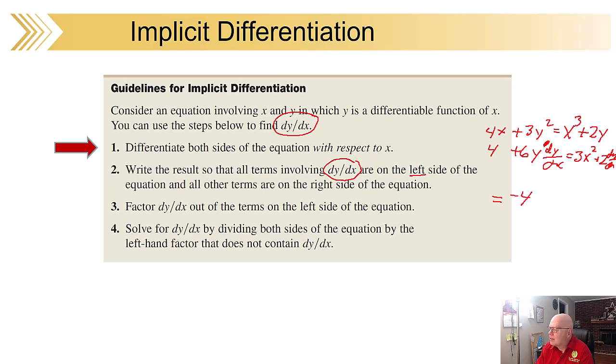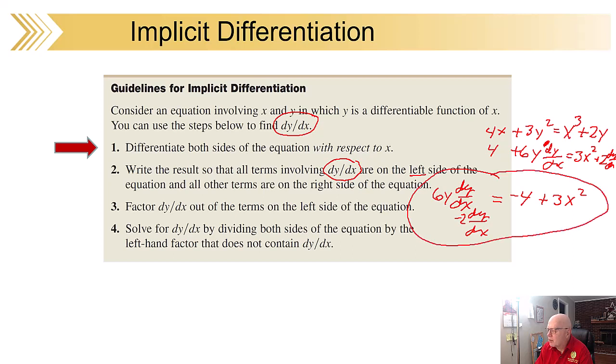The second term does have a dy/dx, so 6y dy/dx goes on the left side, where it is. Over here, the 3x squared doesn't have a dy/dx, so we'll leave it where it is. And then the last one, 2 dy/dx, has a dy/dx. We'll bring it over to the other side, and we'll squeeze it in here. Minus 2 dy/dx. And there's our equation. Squeezed in. I think you get the point.